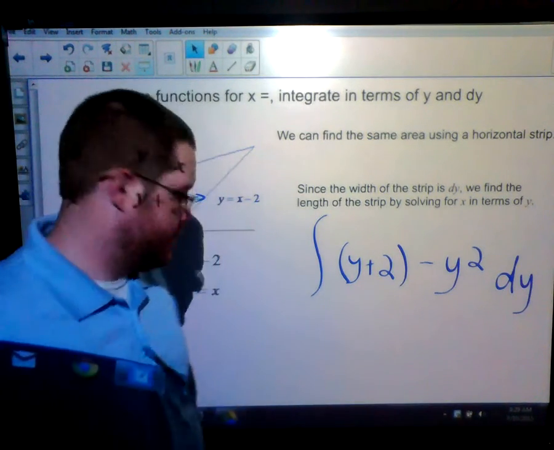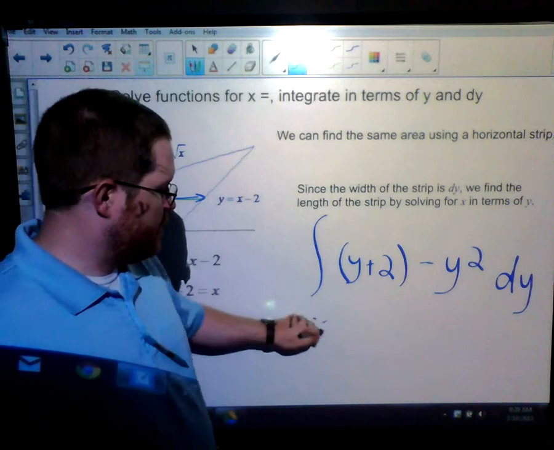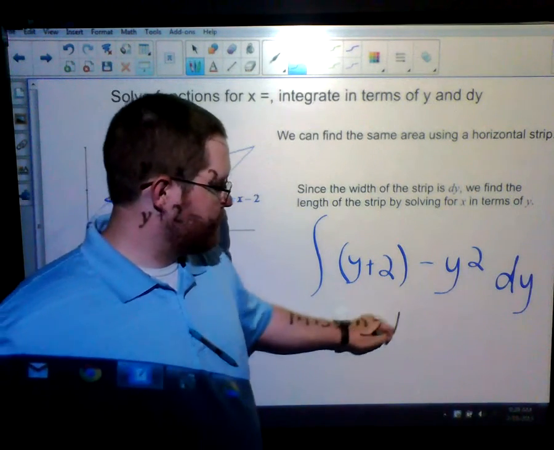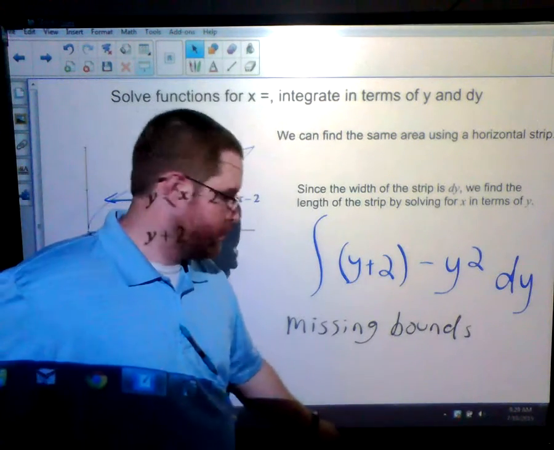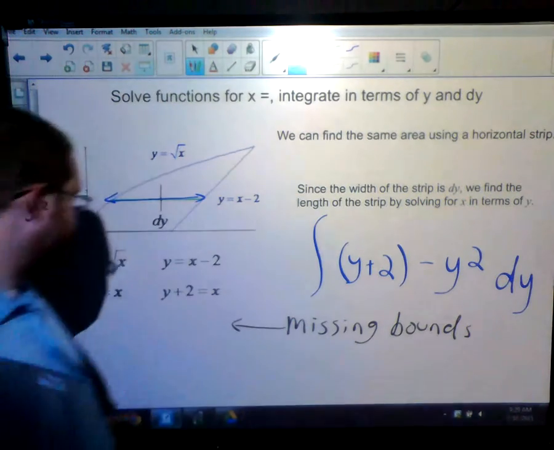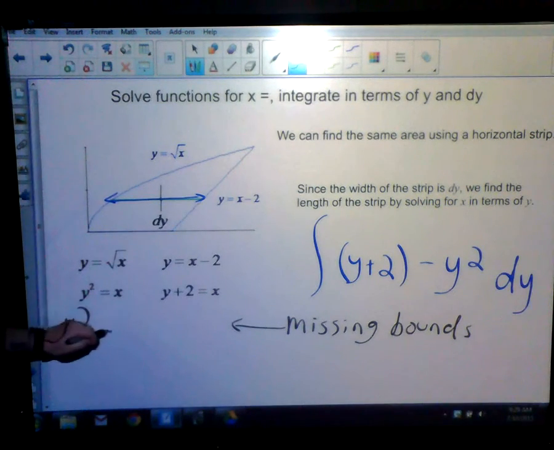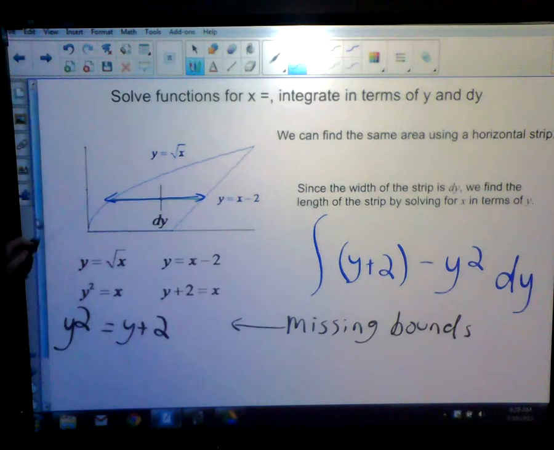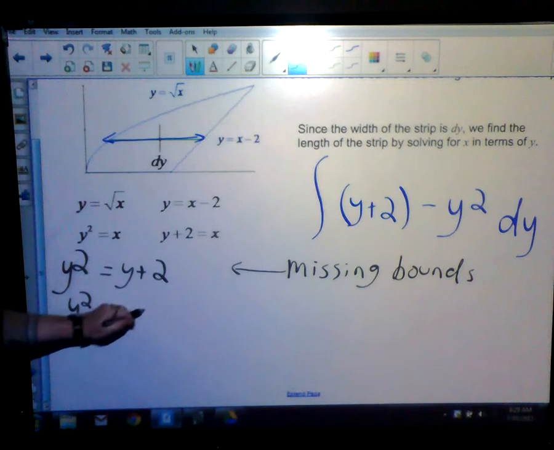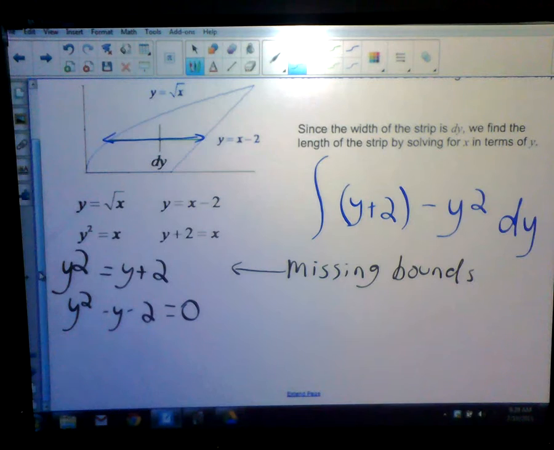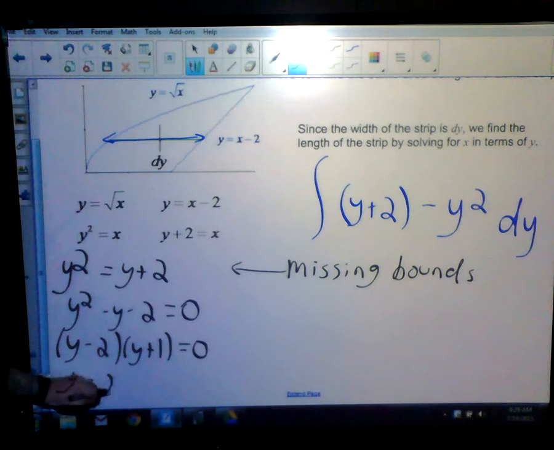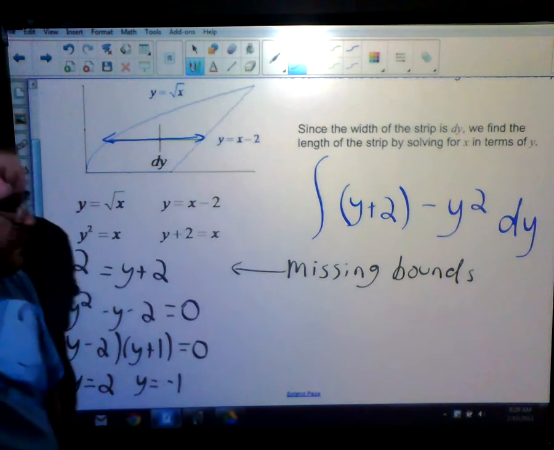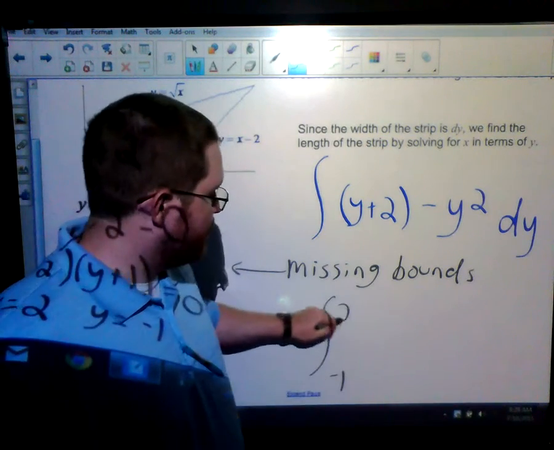What am I missing? I'm missing the bounds. And just like before, how do I find the bounds? I set these two things equal to each other. y squared equals y plus 2. y squared minus y minus 2 equals 0. Hey, this looks familiar. It's just like the problem we just did. (y minus 2)(y plus 1) equals 0. y equals 2, y equals negative 1. So now my bounds are negative 1 to 2.